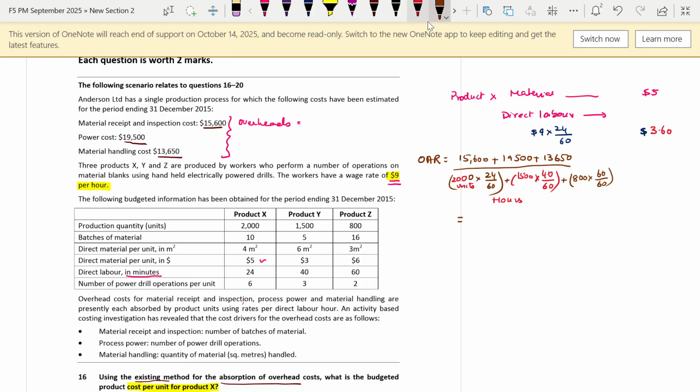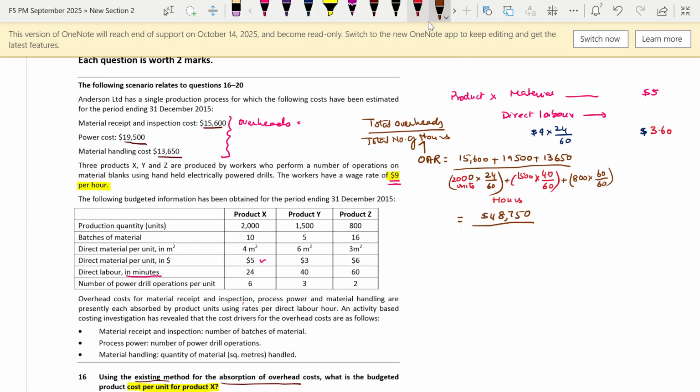Overhead absorption rate is total overheads divided by total number of hours. 15,600 plus 19,500 plus 13,650 comes to 48,750, divided by how much? 2,000 times 24 divided by 60.